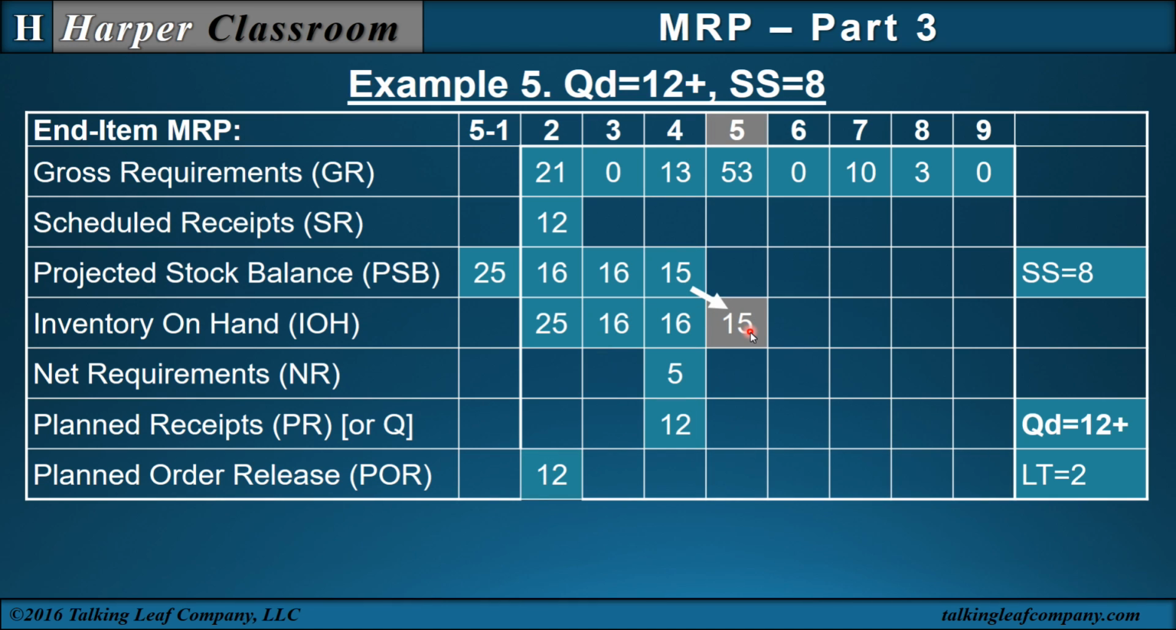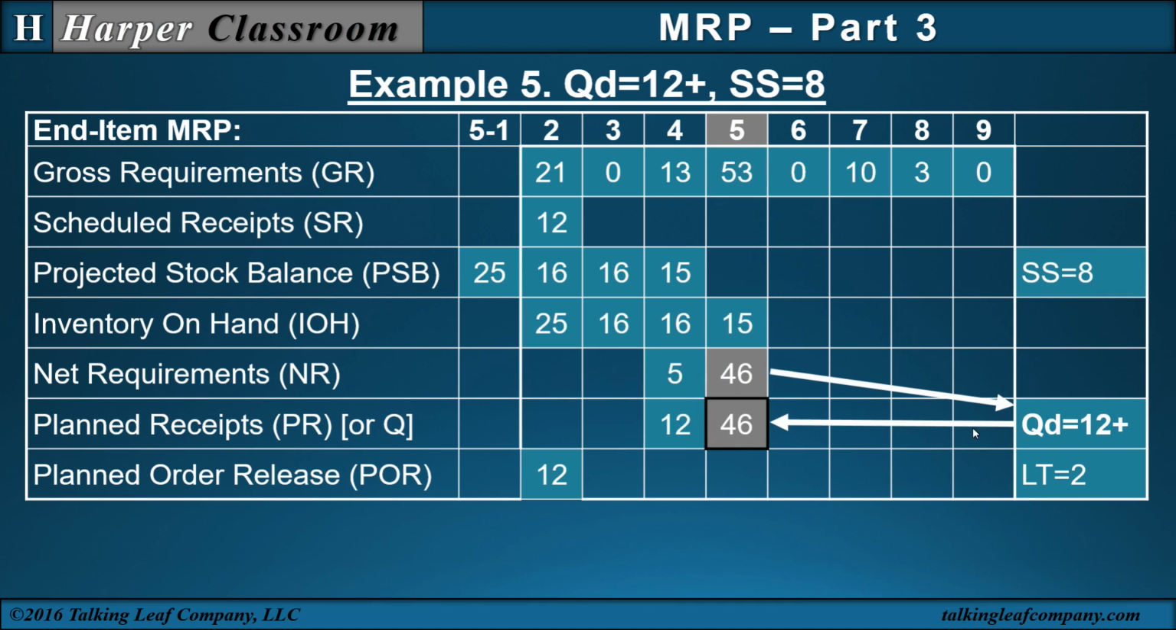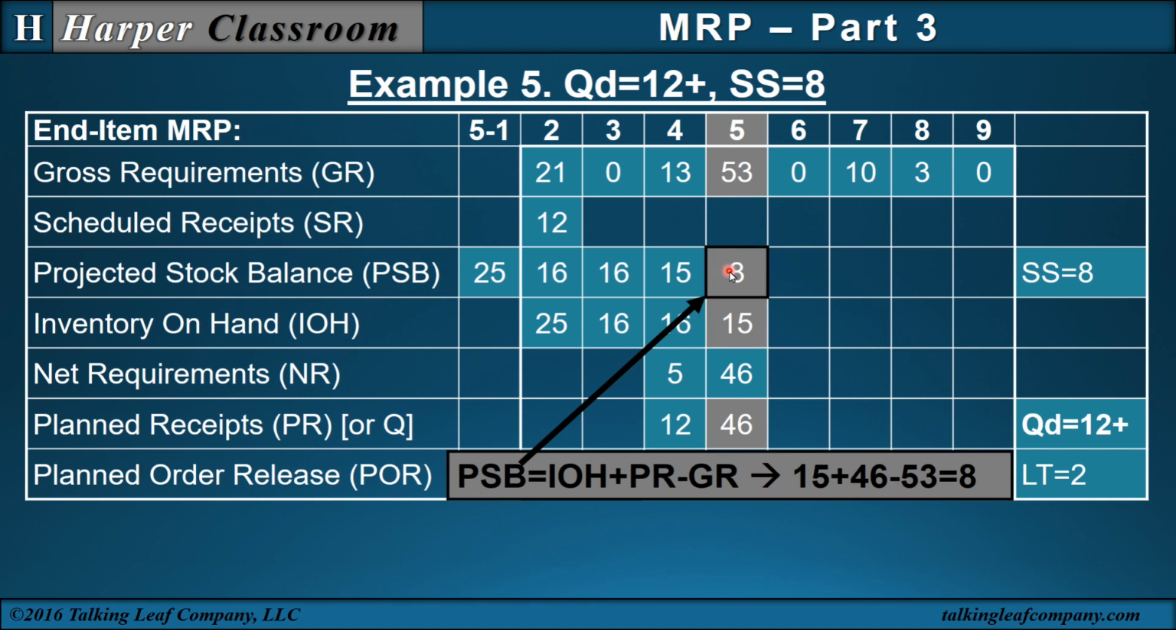The 15 is carried over as the inventory on hand. And for this time period, we have a gross requirement of 53, a safety stock of 8, minus the inventory on hand of 15, leaves a net requirement of 46. We compare that with our minimum lot size discipline. And so everything over 12 is lot for lot. Since 46 is more than 12, we order 46. Lead time of 2, we come back 2 and have a planned order release of 46, which would generate a planned receipt of 46. Our projected stock balance is our inventory on hand plus our planned receipts minus our requirements equals our balance of 8.